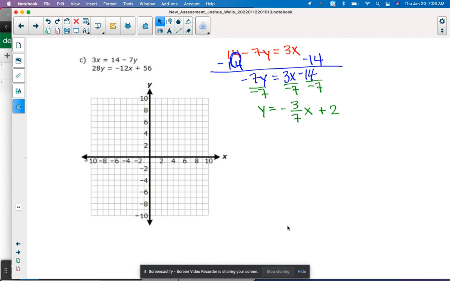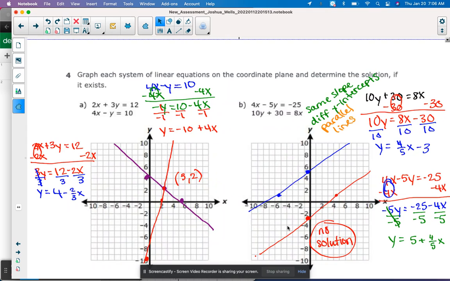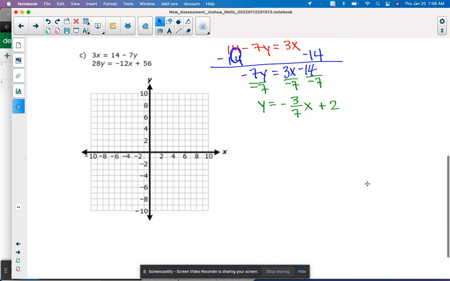Let's go ahead and solve that second equation, and then we'll look at both of them. Sorry guys, my hand keeps touching buttons on my iPad.